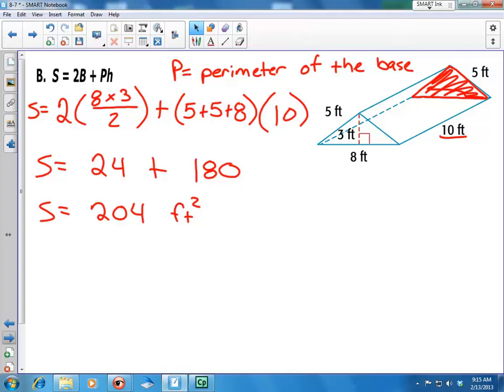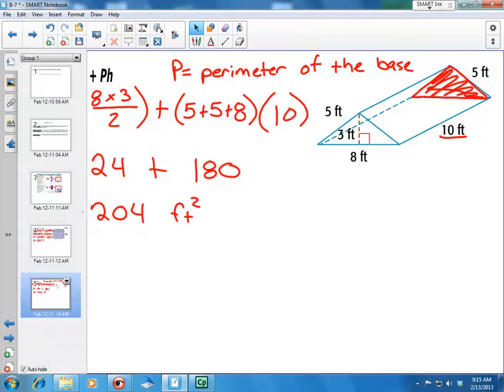Now, if you don't plug all your numbers into your formula, a lot of times you'll forget something, you'll end up getting it wrong. Not because you don't know what you're doing, just because you maybe didn't put a number in or didn't follow your formula all the way through. So make sure you plug all those numbers in before you try to work them out.